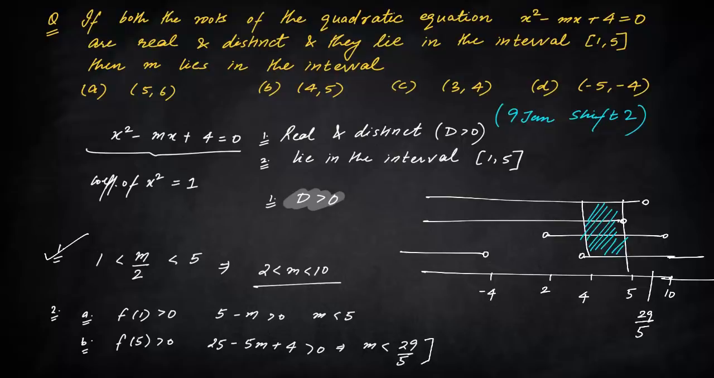This is your final answer. So the answer for this is that the value of m should take between 4 and 5, which will give you plus 4 in the final paper. So B was the answer which you should have marked. Again, interesting concept. We have revised the concept. Please go through location of roots once again and do them very, very carefully this time.